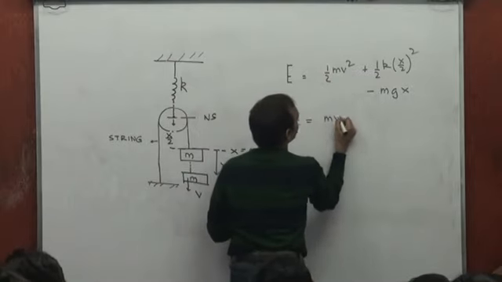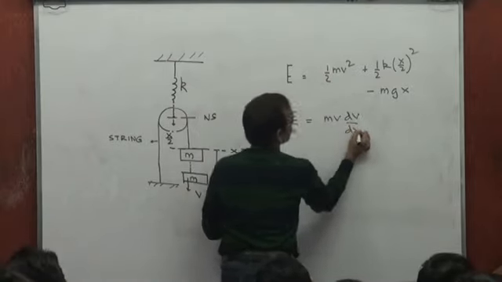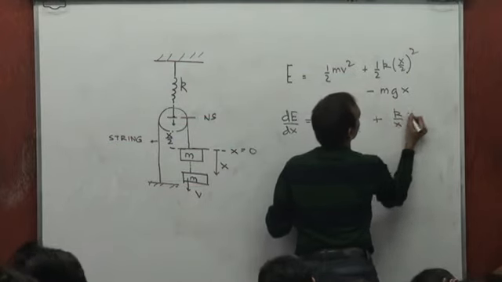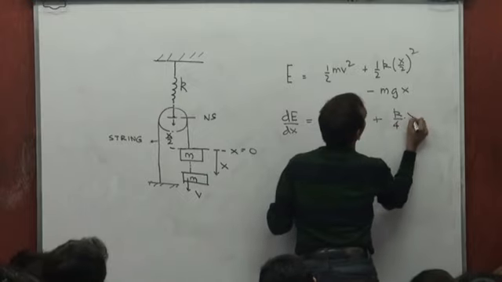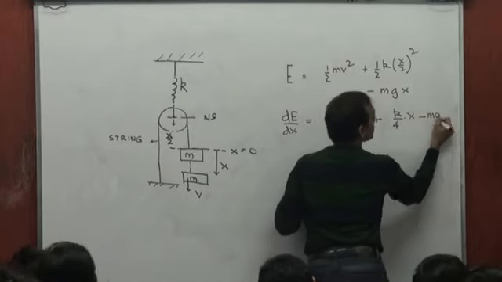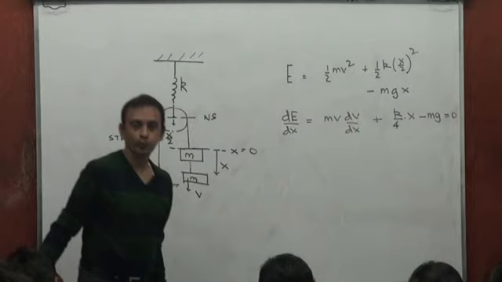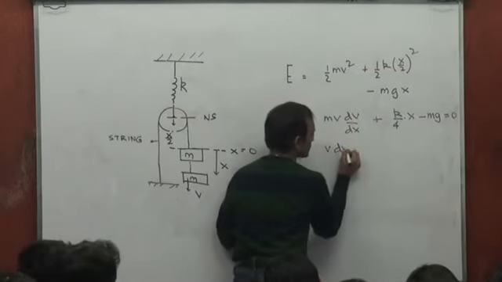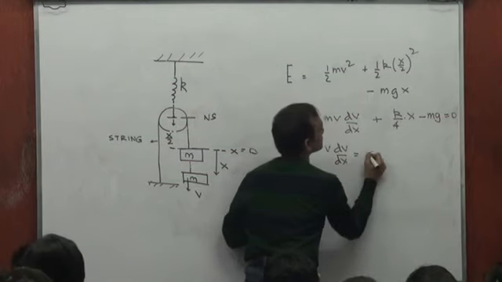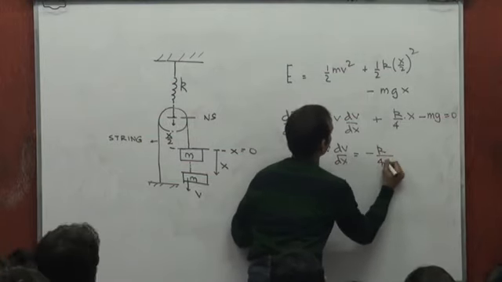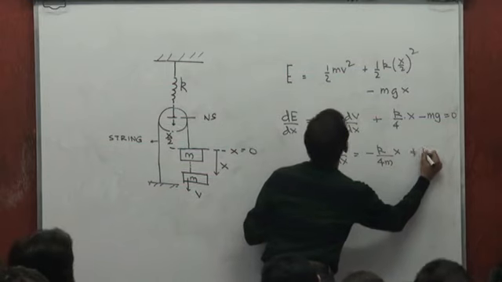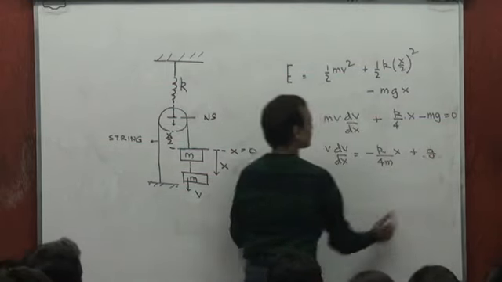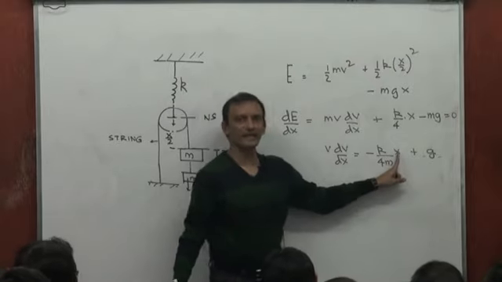Right? So dE/dx is mv dv/dx plus k by 4 into x minus mg. This must be 0, right? Leading us to v dv/dx equals minus k by 4m into x plus g. Obviously, v dv/dx is not 0 at x equal to 0.